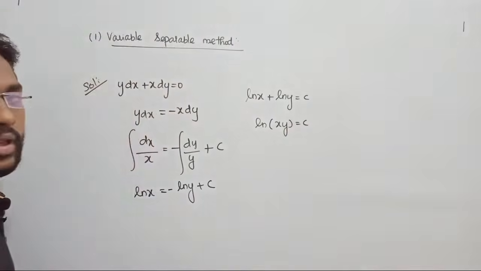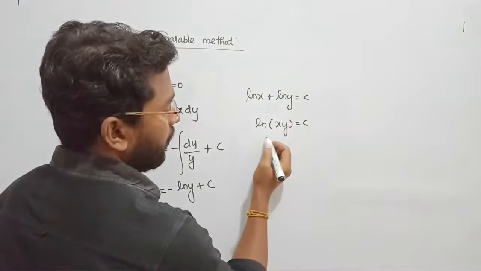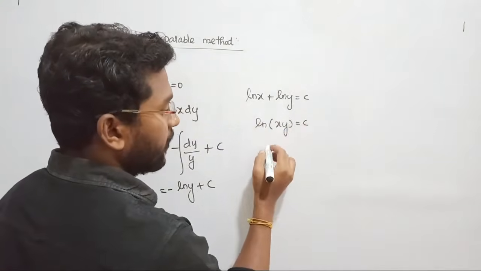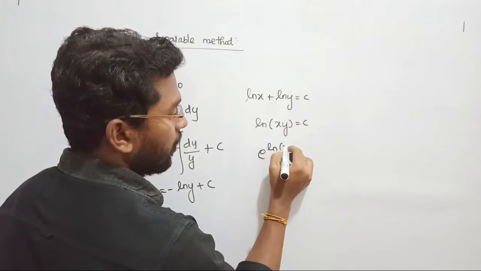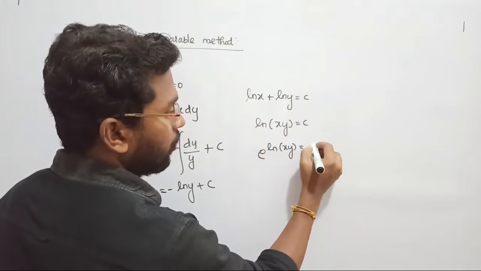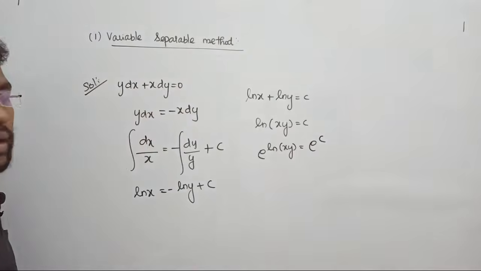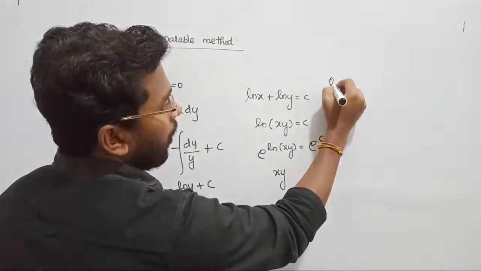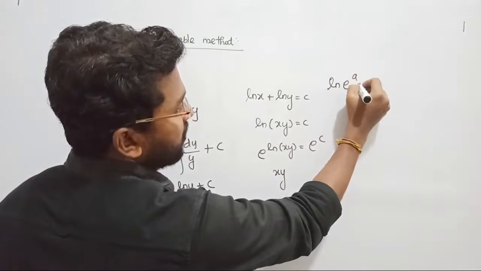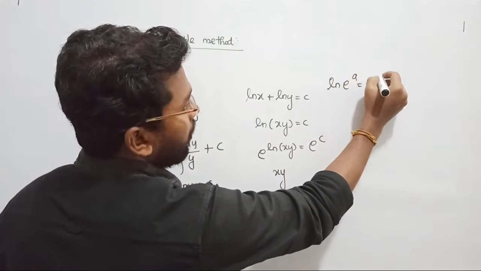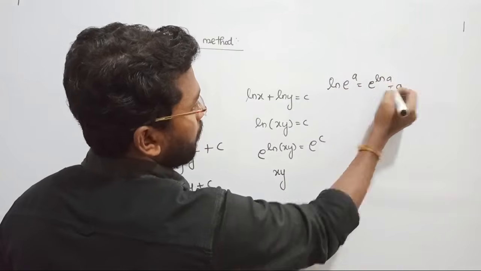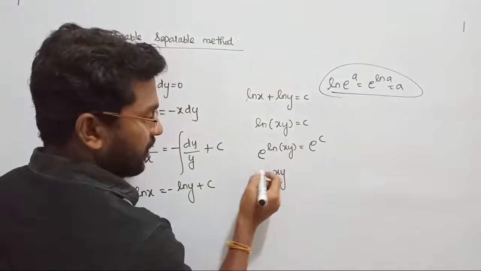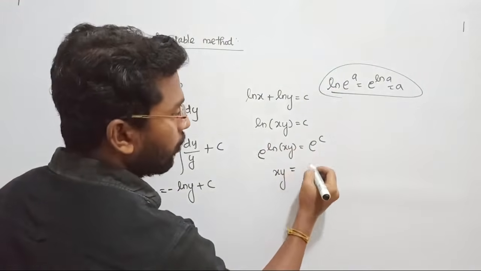So ln of xy is equal to c. If I raise the power, now I take the exponential on both sides. If you take the exponential, that is exponential of ln of xy is equal to e power c. This e power ln xy can be written as xy because e power ln a is equal to a only. Clear? So with that property, the formula that I am using, e power ln xy becomes xy, is equal to e power c.